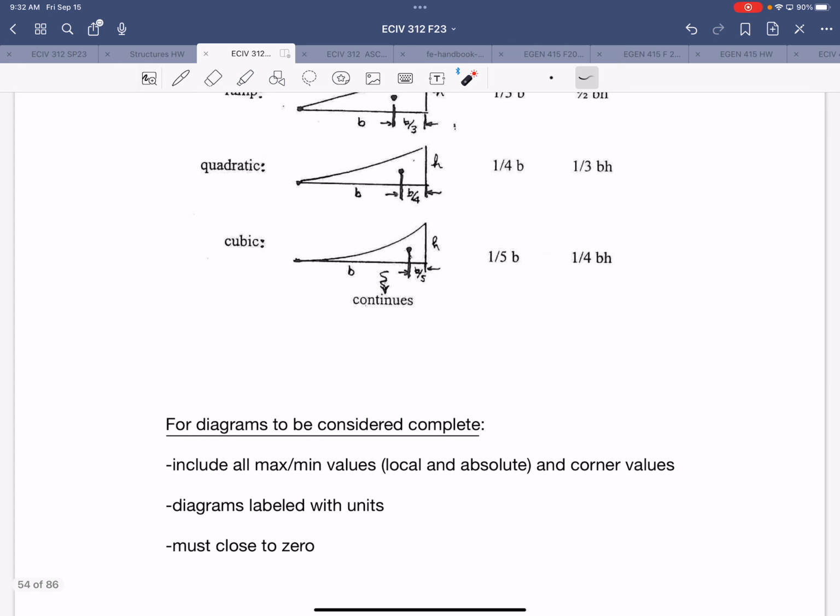And for diagrams to be considered complete, right? Check all the boxes here. Make sure that you include all maximum and minimum values, both absolute maximum and minimums, and also any local maximum and minimums, and any corner values. By corner value, what I mean is, if your shear diagram, for example, does something like that, these are your corner values.